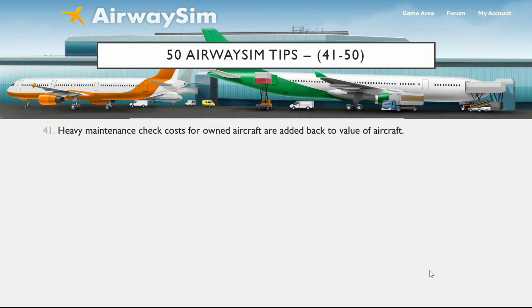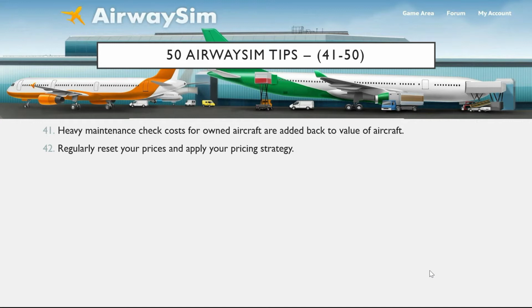You will see, yes, the aircraft will not make a profit, but it's important to understand that the cost of a maintenance check for C and D checks does get added back to the value of the aircraft if you are owning the aircraft.